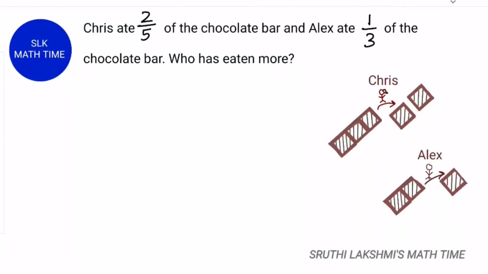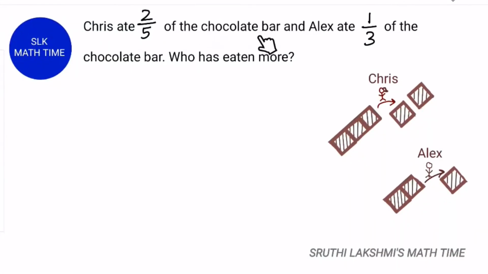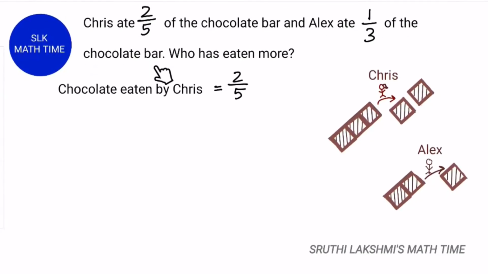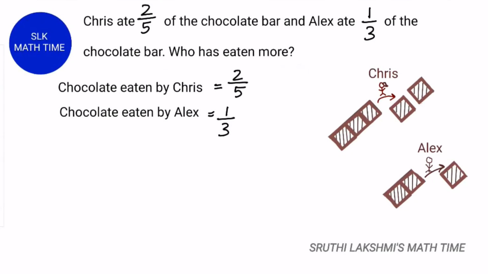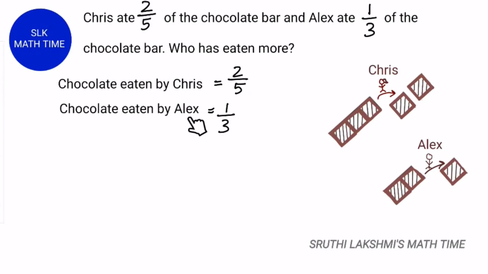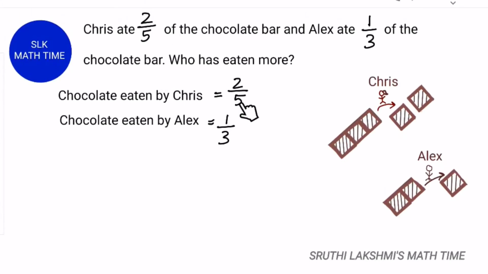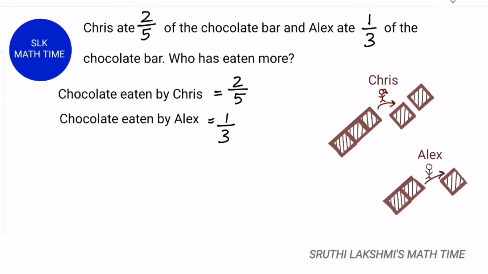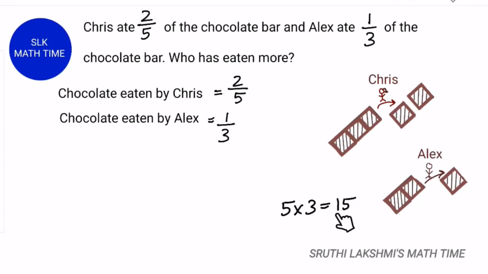Let's see another example. Chris ate 2/5 of the chocolate bar and Alex ate 1/3 of the chocolate bar. Who has eaten more? So Chris ate 2/5 and Alex ate 1/3. So here the denominators are unlike, which are 5 and 3. Since both 5 and 3 are prime numbers, we just multiply them together. So 5 into 3 is 15. So our common denominator will be 15.